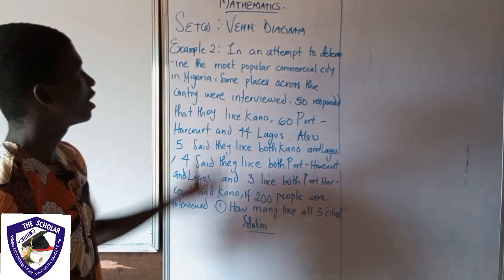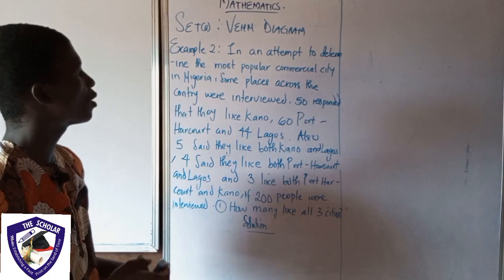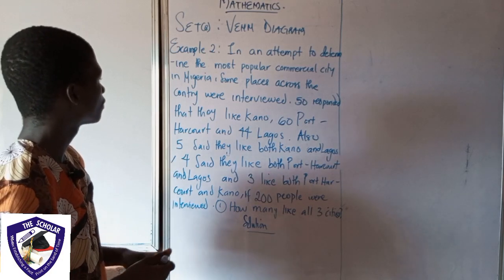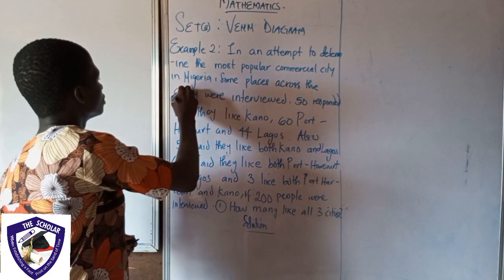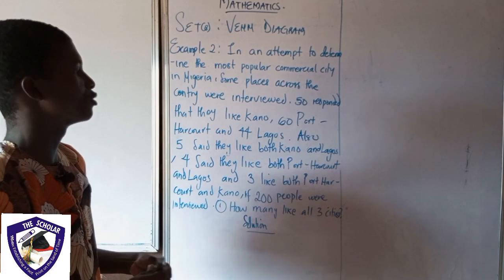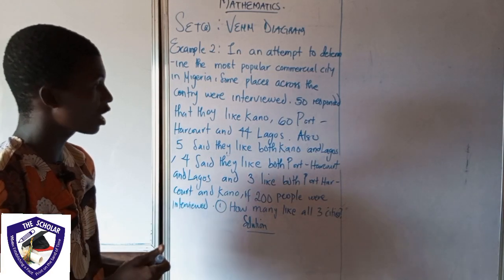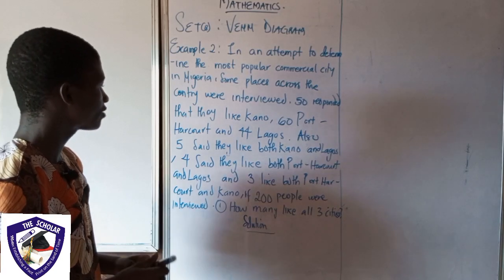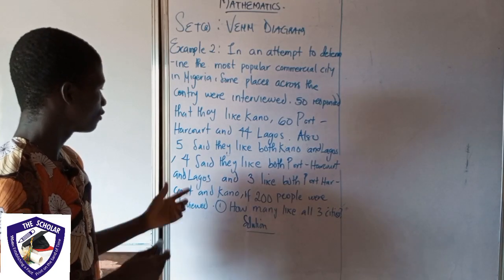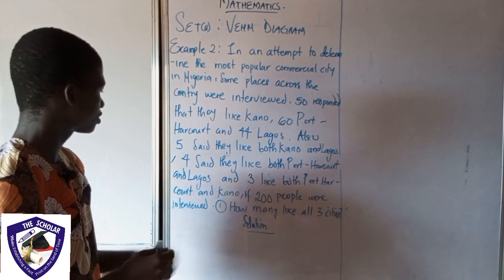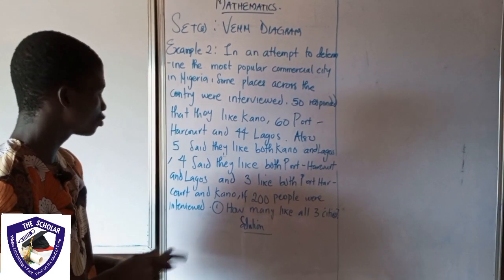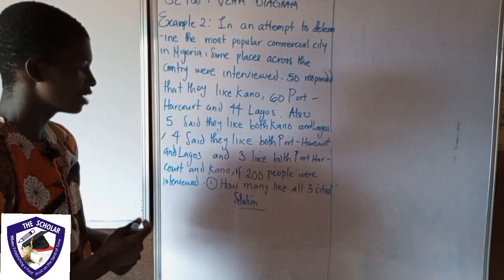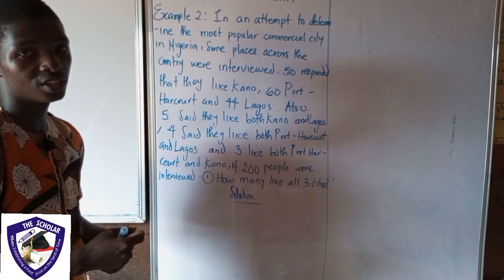Example 2. In an attempt to determine the most popular commercial city in Nigeria, some places across this country were interviewed. 50 responded that they like Kano, 60 Port Harcourt, 44 Lagos. Also 5 said they like both Kano and Lagos, 4 said they like both Port Harcourt and Lagos, and 3 like both Port Harcourt and Kano. If 200 people were interviewed, how many like all 3 cities?